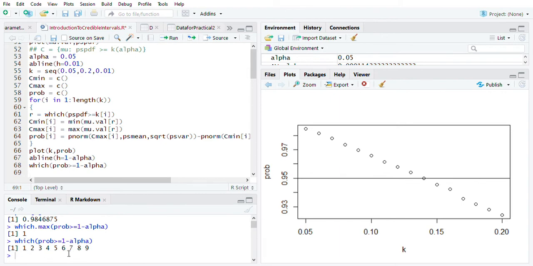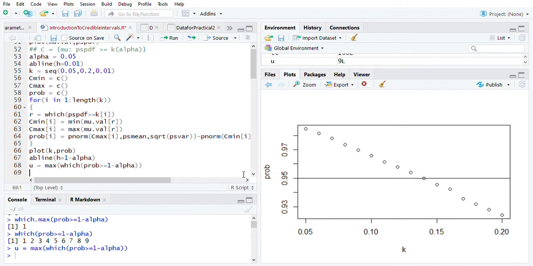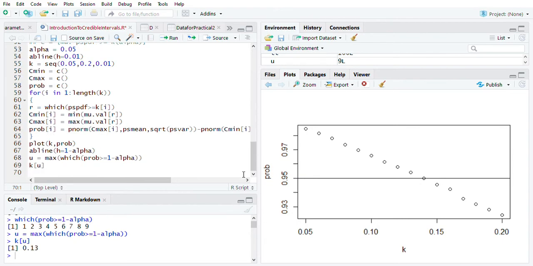So 1, 2, 3, 4, 5, 6, 7, 8, 9. So 9 values. So all these 9 values of the probability vector were larger than or equal to 1 minus alpha. So the maximum of this, that is the ninth value, is going to give me the HPDCI. So that is the optimal value of k. So the maximum of this, suppose I store in u, will be 9. So the ninth value of k, that is k[u], which is 0.13, should have been chosen. So that is the largest integer.